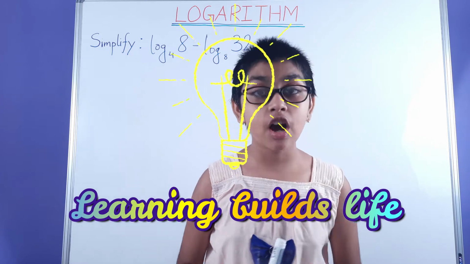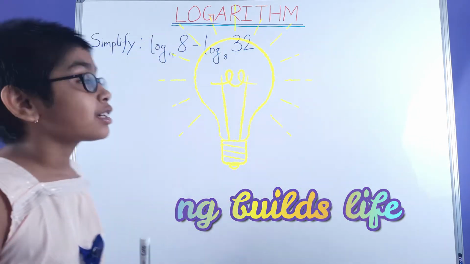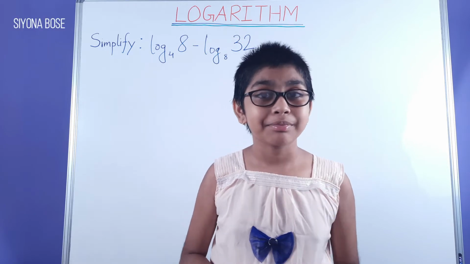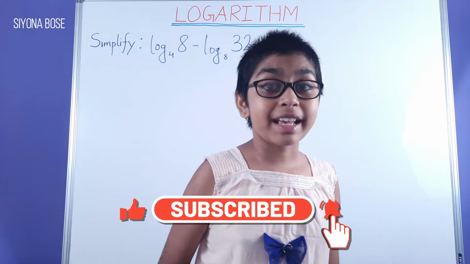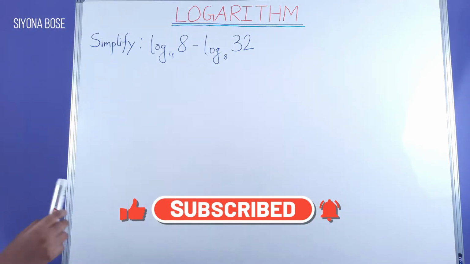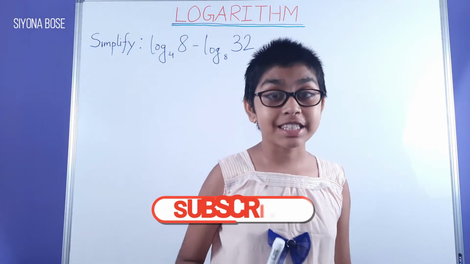Today we are going to talk about logarithms. Let's take a look at today's sum. Simplify log of 8 to the base 4 minus log of 32 to the base 8. Let's do this.